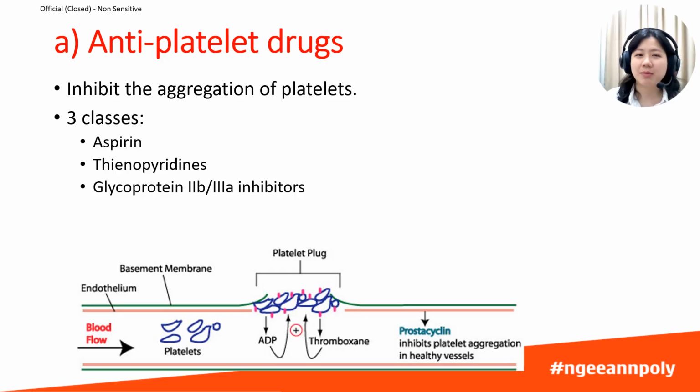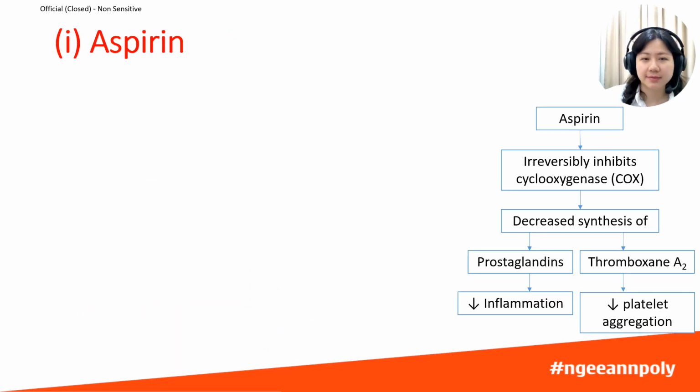Now that we know how blood clots, let's look at our first drug class. Antiplatelet drugs are drugs that inhibit the aggregation of platelets. There are three subclasses of antiplatelet drugs: aspirin, thienopyridines, and glycoprotein 2B3A inhibitors. First, let's look at aspirin. You have probably already heard of aspirin's use as a painkiller and anti-inflammatory drug. Let's see how it works.